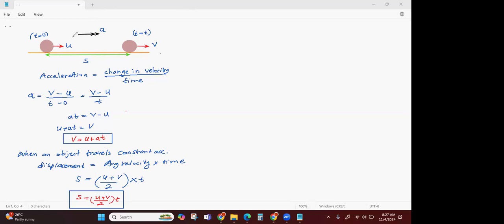Now here I have already derived two equations. From this equation, v equals u plus at, I am subjecting for t. Then t equals v minus u divided by a. If you subject for t, you get v minus u divided by a.